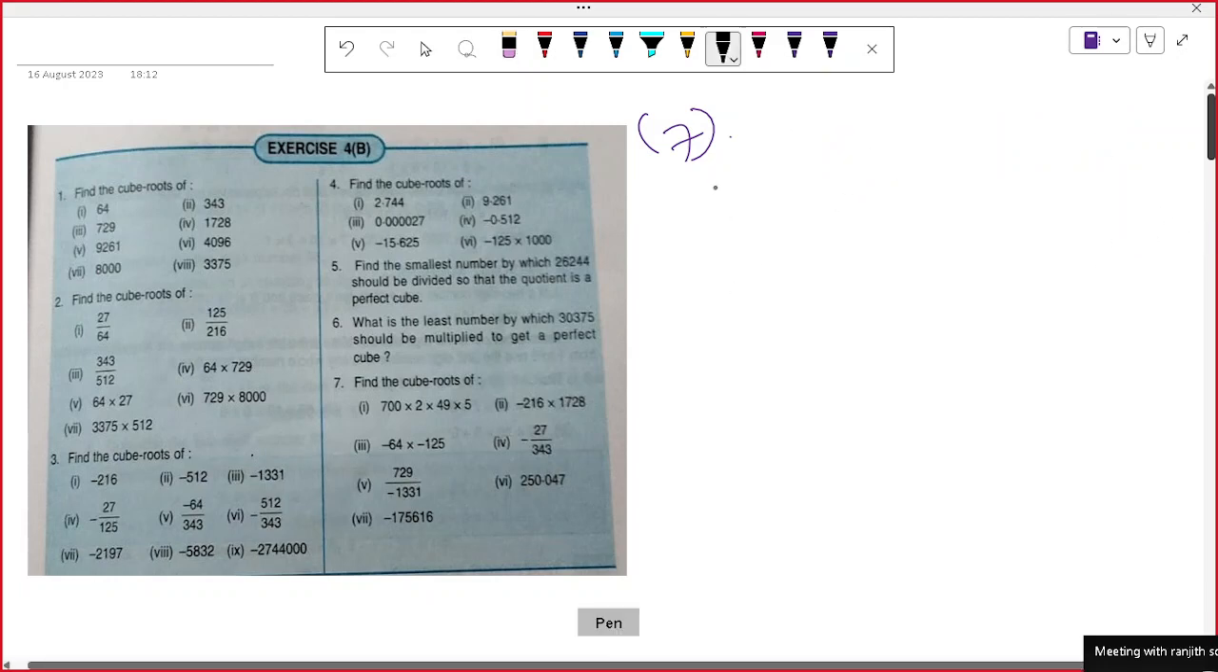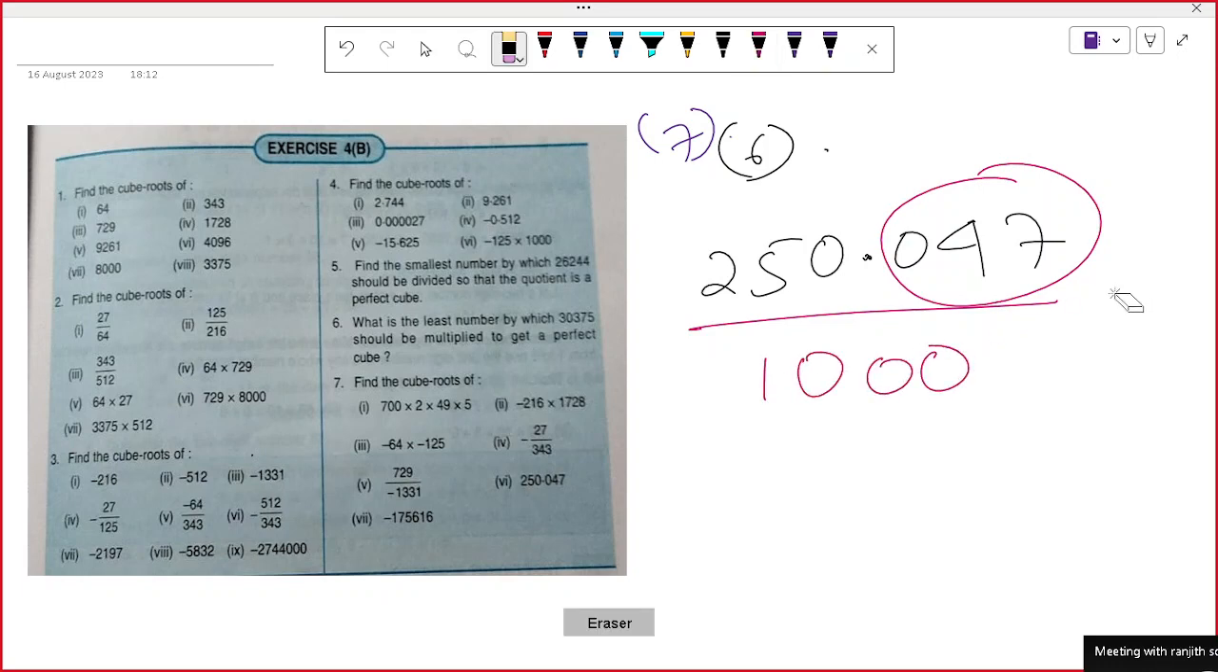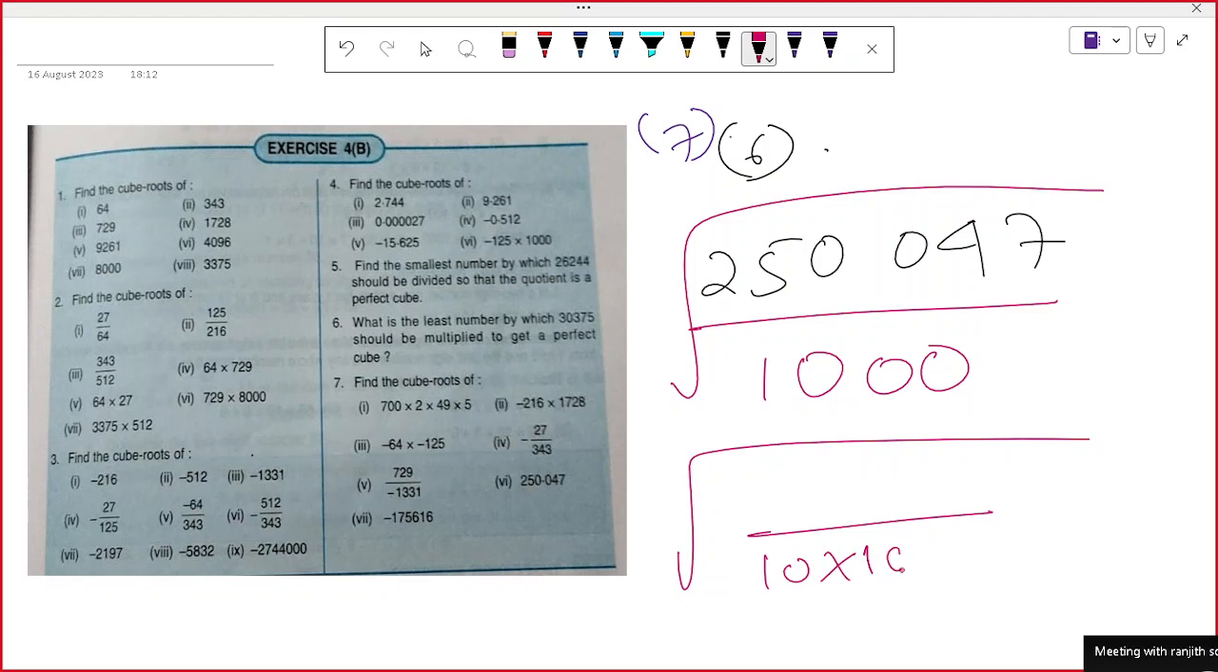Okay, then which question last? Seventh question. Seventh means sixth and seventh. I'll solve both. I'll tell you all, you have to do it later. When there is a decimal, how do you solve this? Divide. Divided by how many zeros? Three zeros. So remove the decimal. Do it like this. For 1,000, you get 10 into 10 into 10.